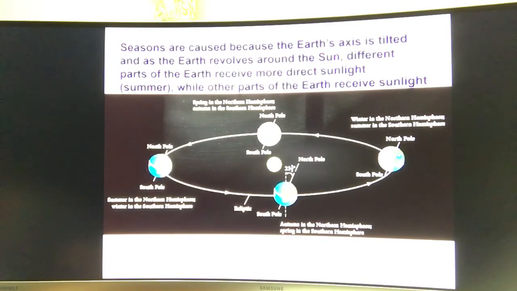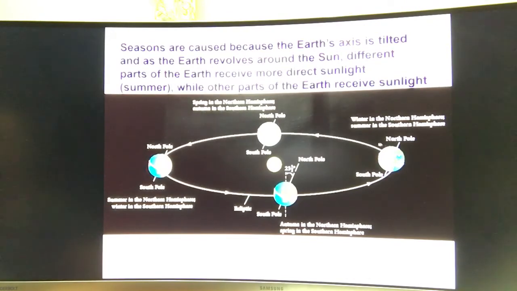This tilt is a consequence of the inclination of the Earth's rotation axis to its orbital plane, and because of this tilt, when the Earth is revolving around the sun, the Earth is going to experience different seasons. So for instance, again, we are considering the northern hemisphere because we are located in the northern hemisphere.